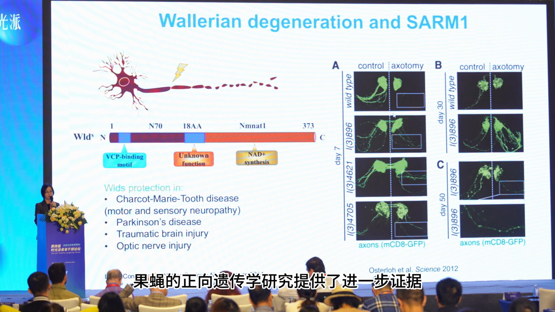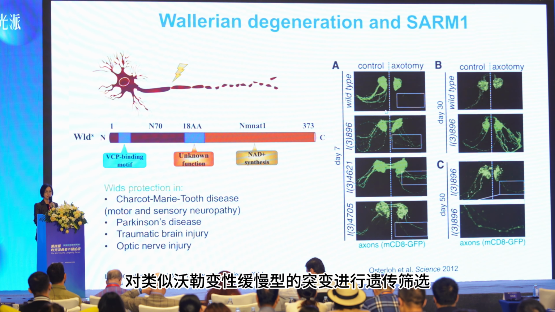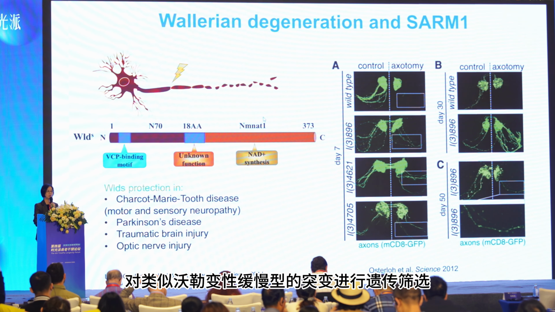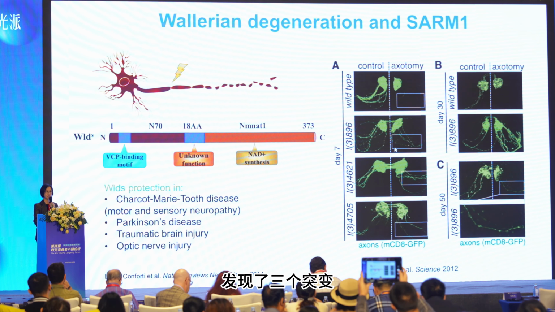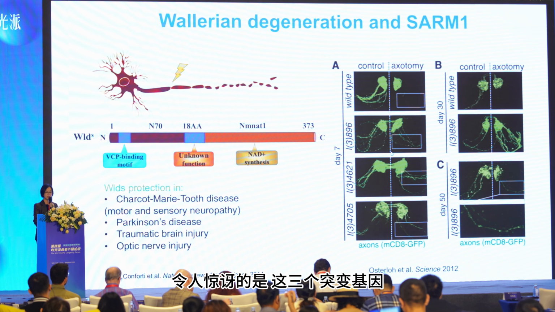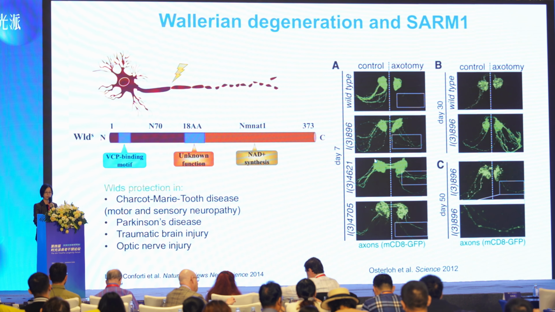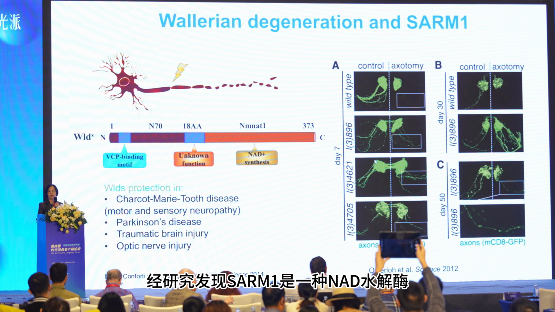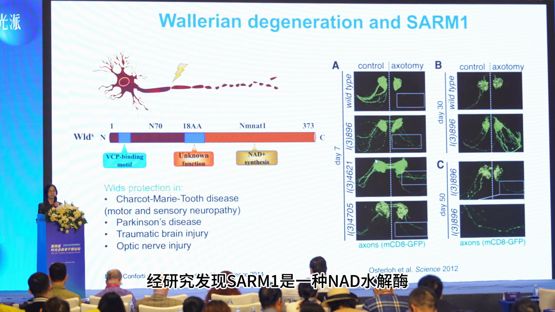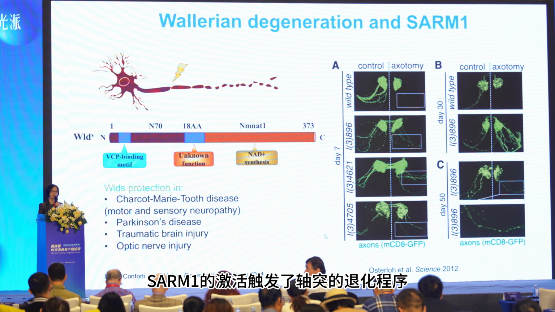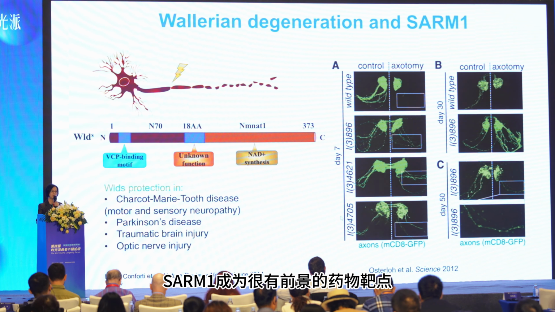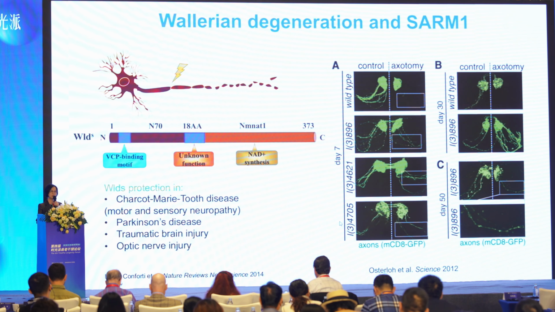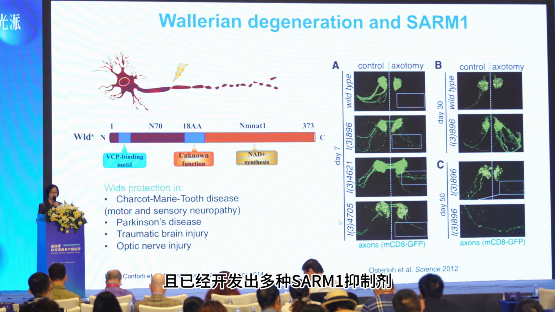Further evidence came from forward genetics in the fly. There was a genetic screening for mutants resembling the Wallerian slow phenotype, and 3 mutations were found. Amazingly, all 3 lie in one single gene called SARM1. This SARM1 turned out to be an NAD hydrolase, and the activation of SARM1 triggered the axon degeneration program. Based on this knowledge, SARM1 has been a promising drug target, and several SARM1 inhibitors have already been developed.